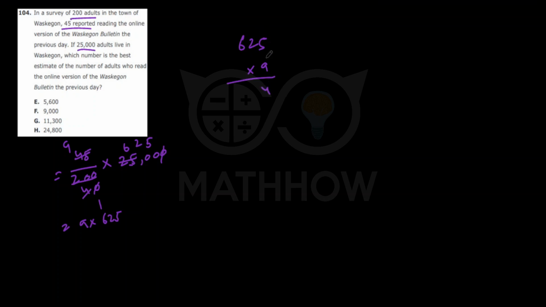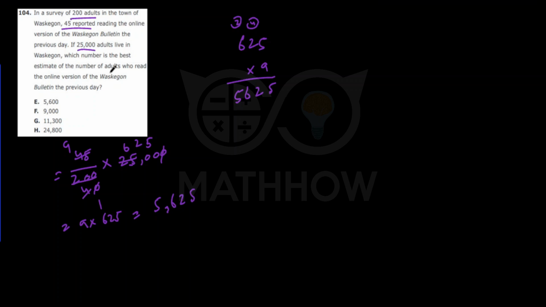9 fives are 45, 4 carry. 9 twos are 18, and 4 will become 22, 2 to carry. And 9 sixes are 54, 54 and 2 will become 56. So this is 5625 people, sorry, adults read the online version.